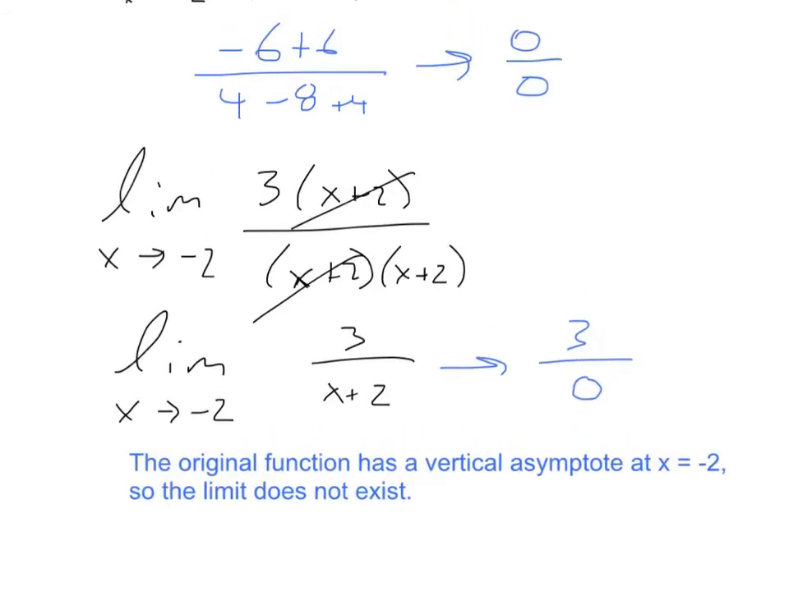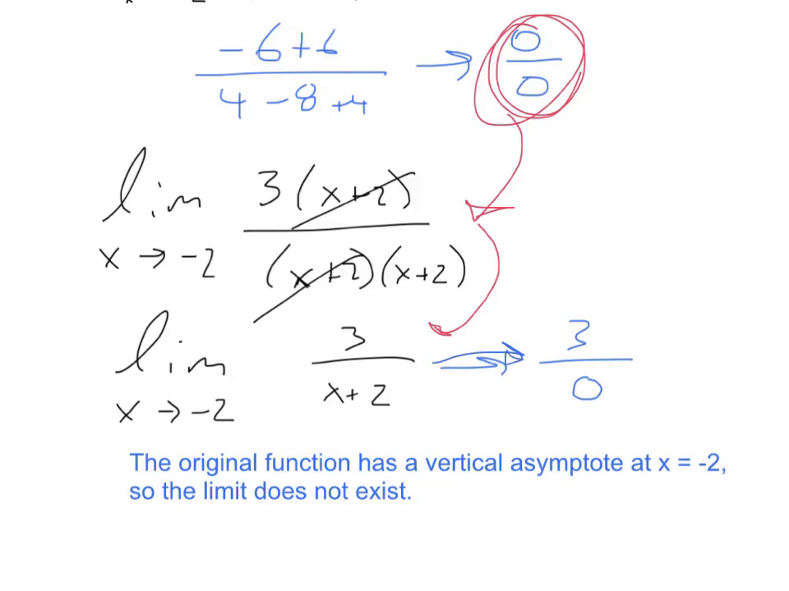So this was another example where we did a limit and it was approaching 0 over 0. That means we try harder, we simplify the expression, and then we attempt to evaluate again, and when we attempt to evaluate again, this time we found that the limit didn't exist.